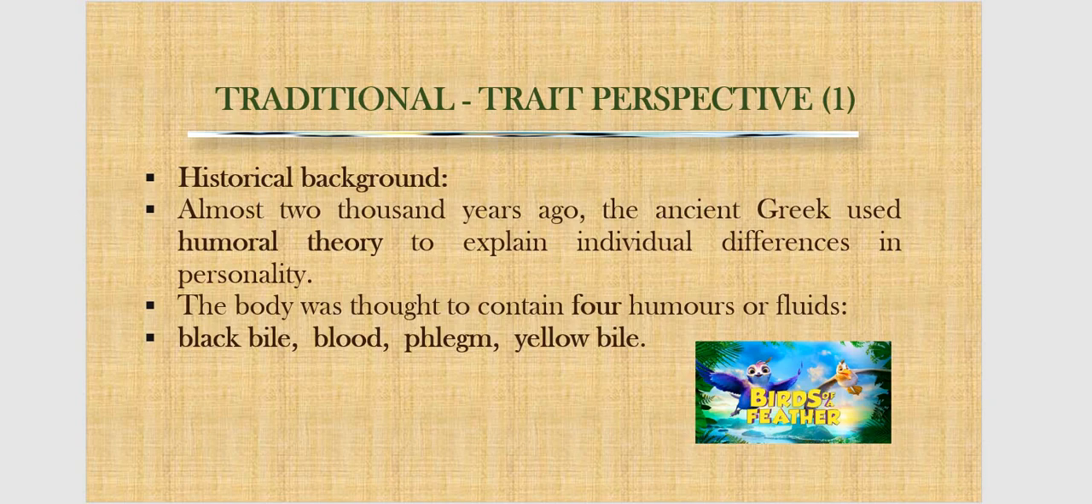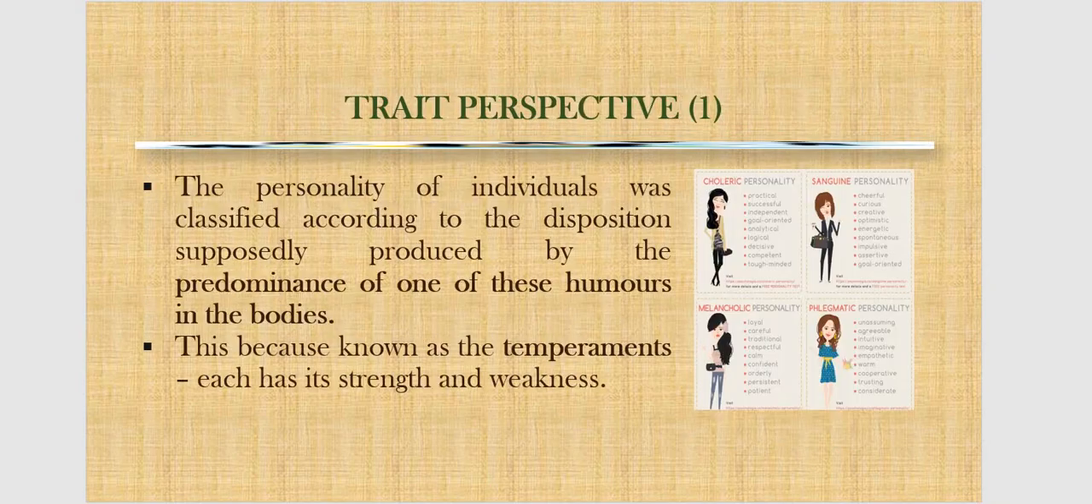And so for the historical background, we say almost 2,000 years ago, the ancient Greeks used humoral theory to explain individual differences in personality. The body was thought to contain 4 humors or fluids. So we have the black bile, blood, phlegm, and yellow bile. We are going to look at what they represent when it comes to the trait perspective. They used these humors, or the fluids from the human body, to represent some sort of behavior or traits. So let's look at them.